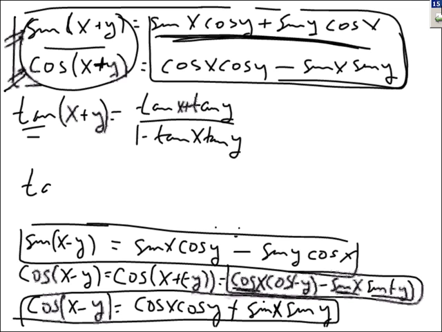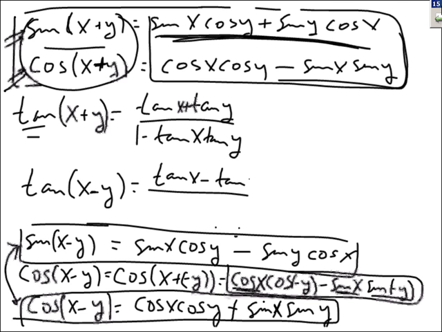And if you have the tangent of x minus y, well, you could just divide those two, sine of x minus y, divided by the cosine of x minus y. But in terms of tangents, you get tangent x minus tangent y divided by 1 plus tangent x tangent of y.